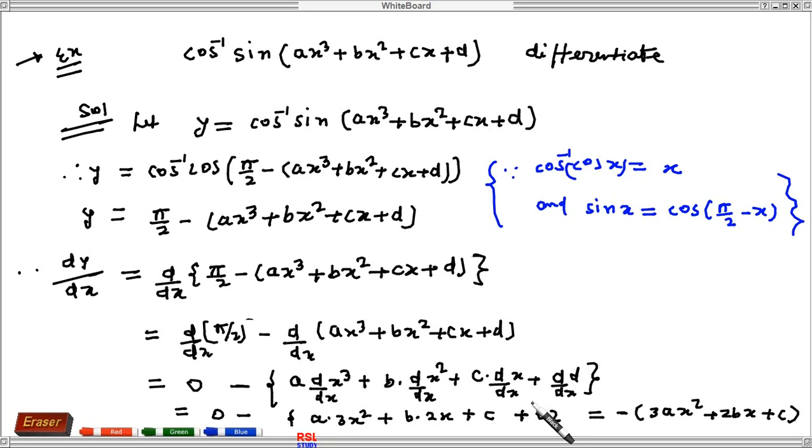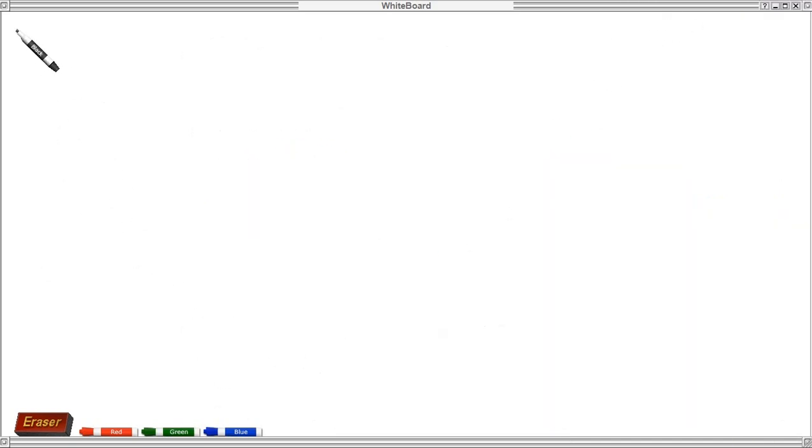So that's all about this. The answer is like this. The key working is here. This step is very important. Moving to the next question.